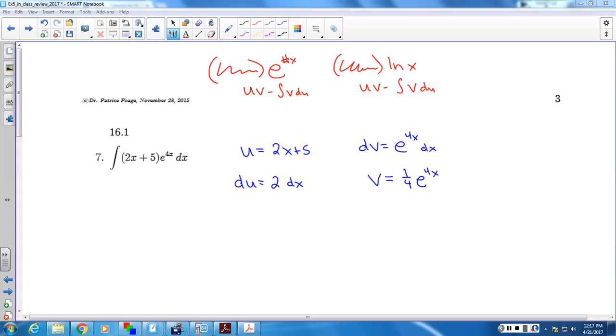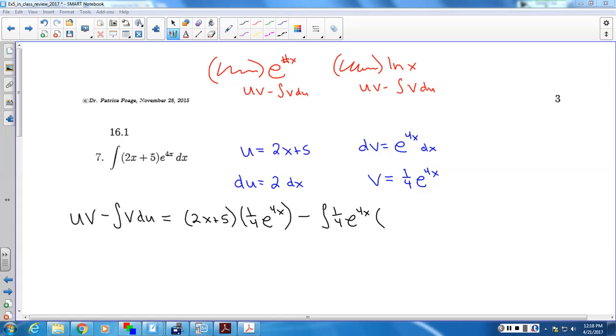I've got my 4 parts now, so I'm going to put it into my formula, uv minus the integral of v du. I'll substitute each of these in. So u is 2x plus 5. V is 1/4 e to the 4x, minus the integral of v, which is 1/4 e to the 4x, times du, which is 2 dx.